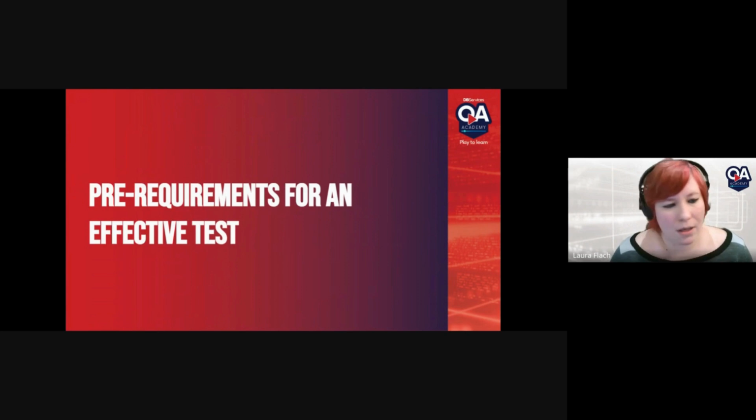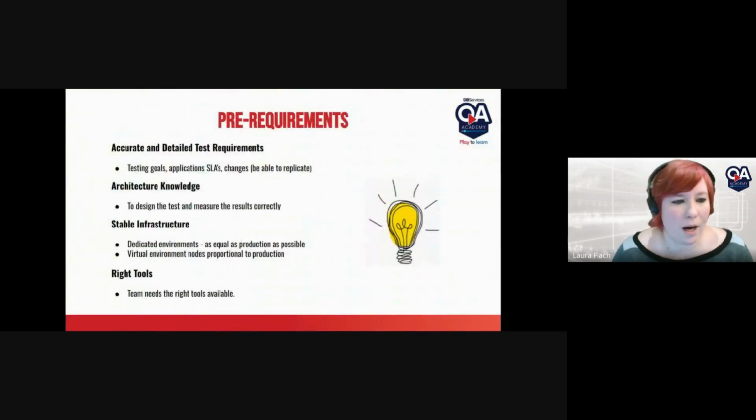So, having said the types of tests, what are the prerequisites for an effective test? This is very important. Basically, you need an accurate and detailed test requirement, so a good definition of ready document is vital. You need to have your testing goals, because depending on the goals of your test, it will completely change the dynamic and the scenarios that you will be executing. We need to know the SLAs, if there are any, and what changes happened in the application, if any.